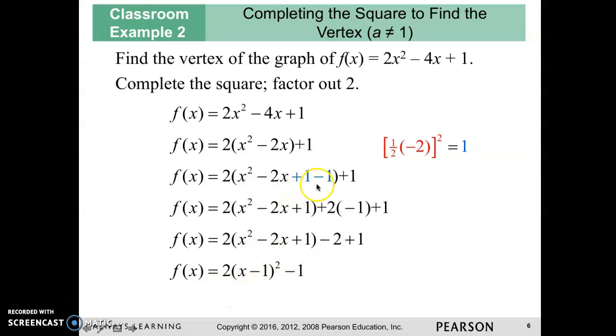And so remember to keep this. This is still inside the parentheses. This has to be multiplied by this coefficient out here. This is why you have 2 into minus 1 plus 1. So it's going to be a vertex of -1 and -1.